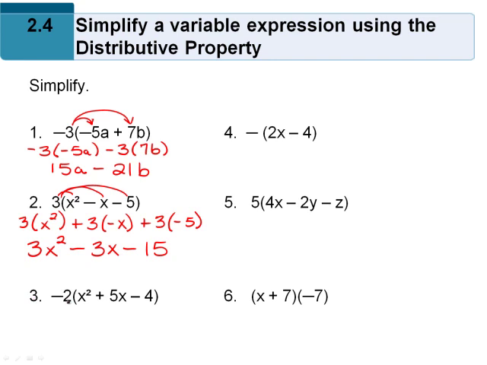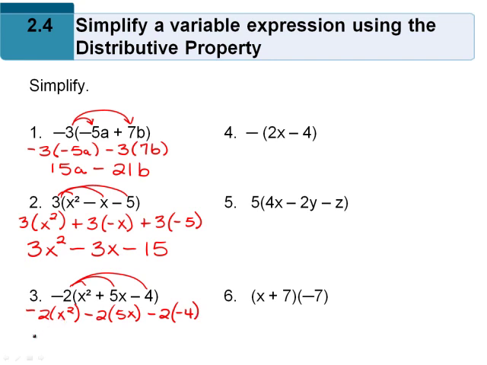Number 3, we're going to take negative 2 and we're going to distribute it to x squared plus 5x minus 4. So we're going to multiply it 3 times there, okay? So we have negative 2 times x squared, and once again negative 2 times 5x, and negative 2 times negative 4. So we're going to start and multiply.